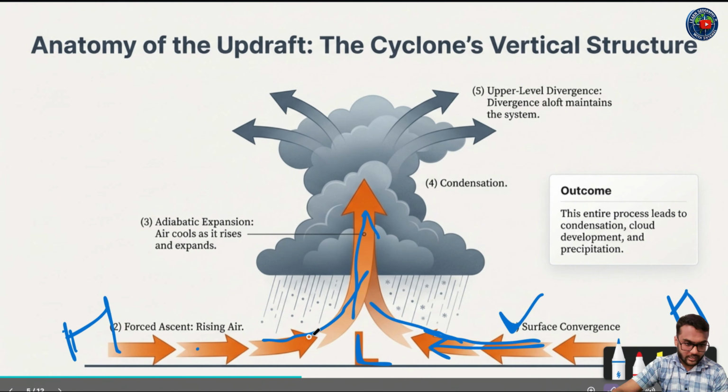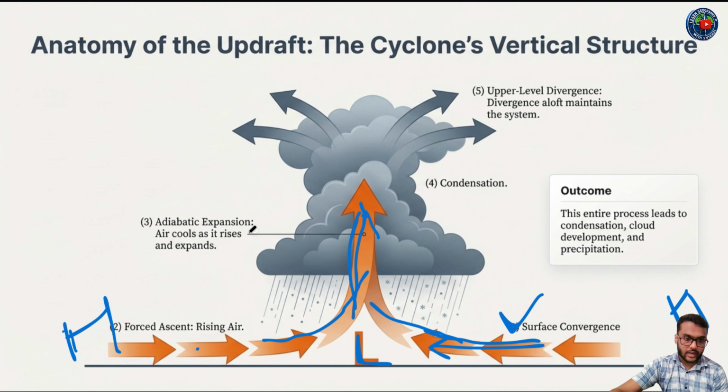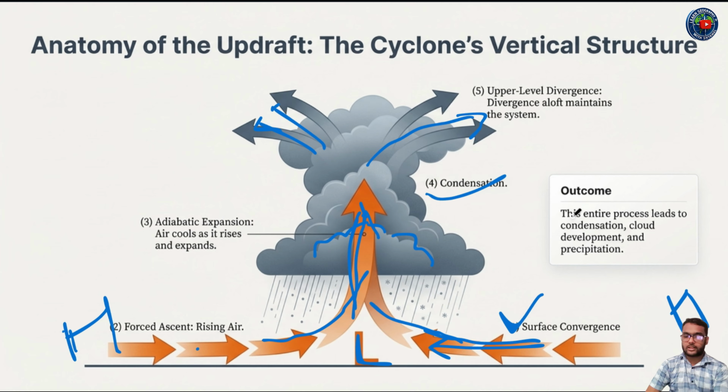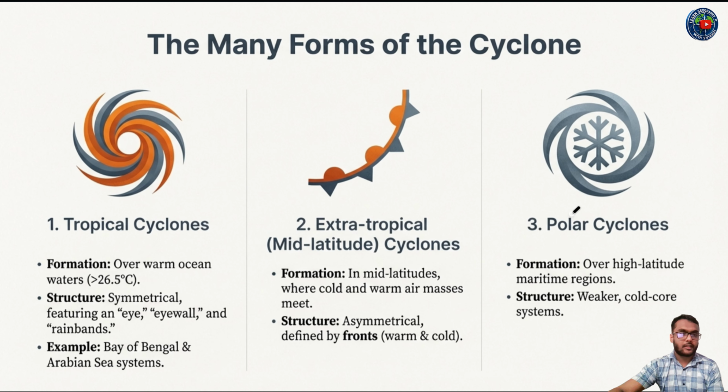Then forced ascent, rising air. Then adiabatic expansion: as air rises it expands and cools, and makes the cloud. Then condensation, that means cloud formation. Then upper level divergence aloft maintains the system. This is the key process of a cyclone. Outcome: this entire process leads to condensation, cloud development, and precipitation.